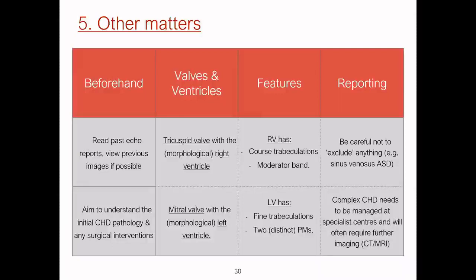In terms of reporting, be careful not to exclude anything. For example, if you don't see an ASD, don't exclude that there's no intracardiac shunts, because you can easily miss a sinus venosus ASD or even a coronary sinus ASD. And it's important to remember that complex congenital heart disease needs to be managed at specialist centers, as they will often then require further imaging such as CT and MRI.